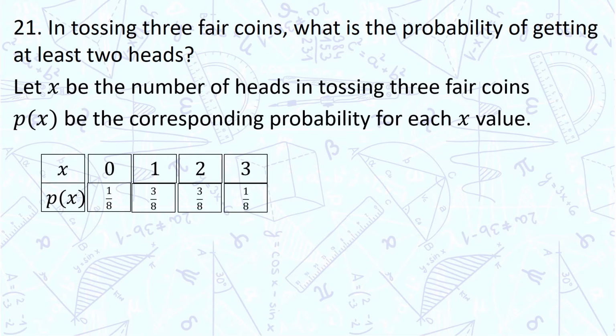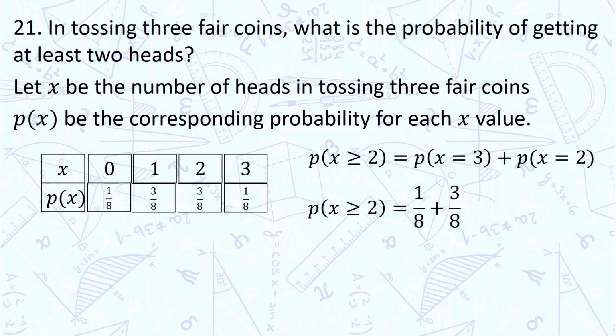Therefore, the probability that the number of heads is at least 2 is equal to the probability that the number of heads is equal to 3 plus the probability that the number of heads is equal to 2. Then that will be 1/8 plus 3/8, 4/8. The answer is 1/2.